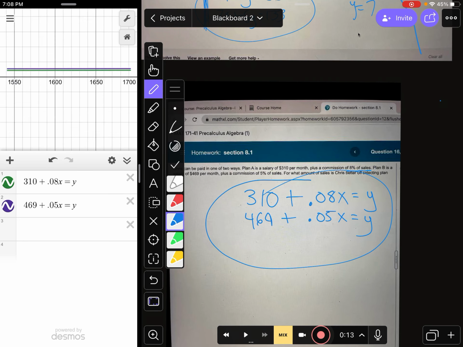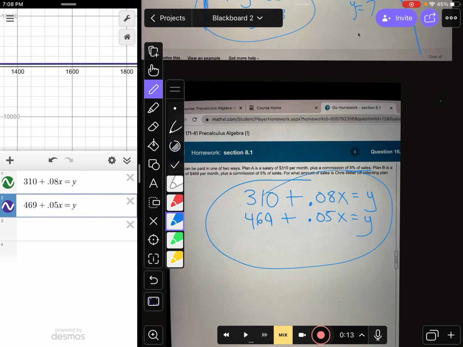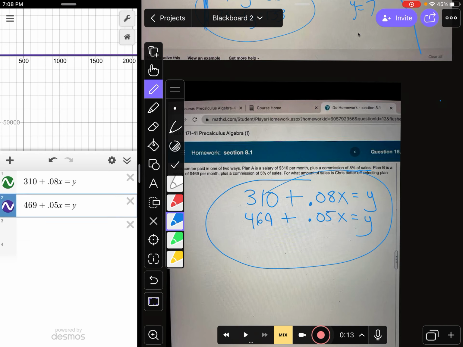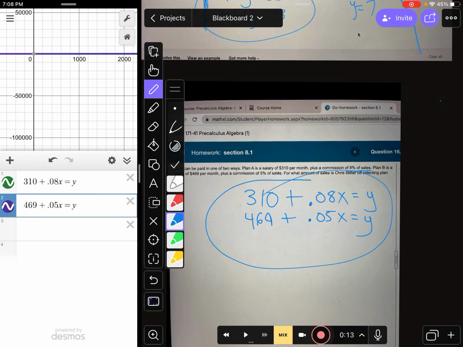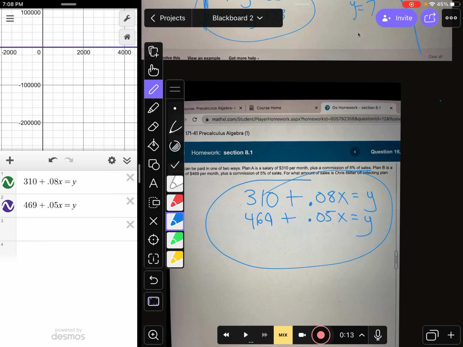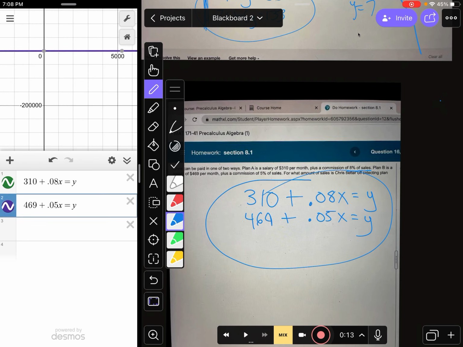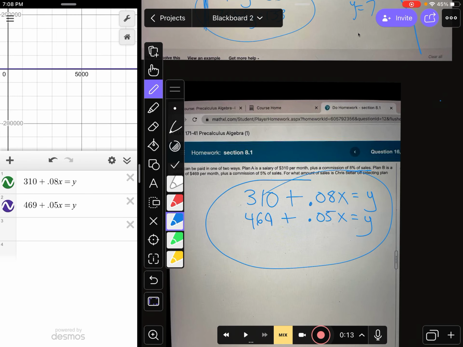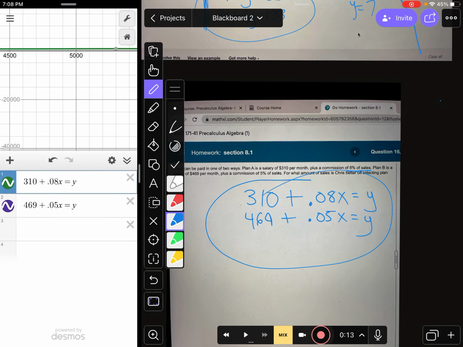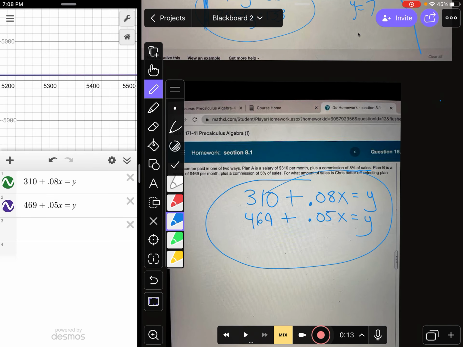All right. Now I can find out where they cross. Much easier. Where it should be. Let's see. Where do they cross? There they are. Okay, it crosses right there. So it crosses at 5,300 and 734.